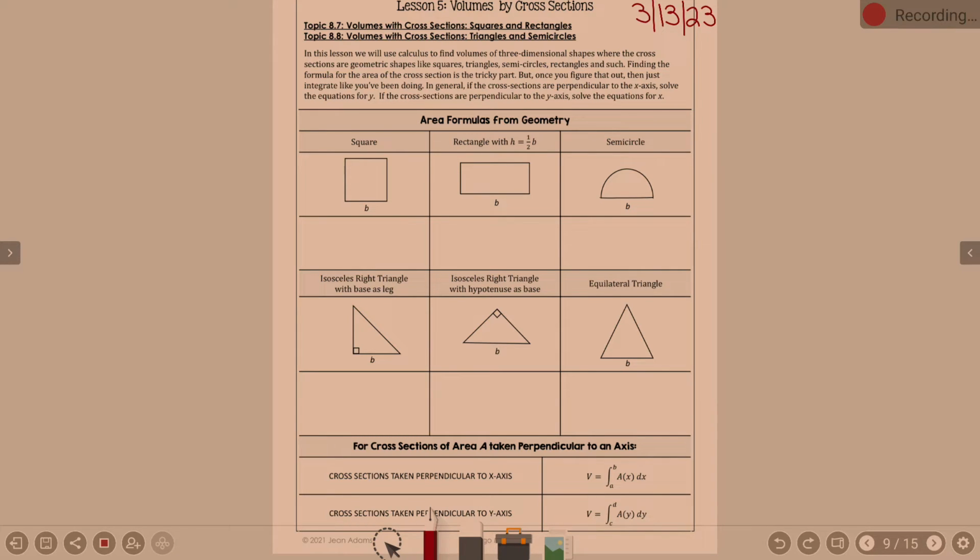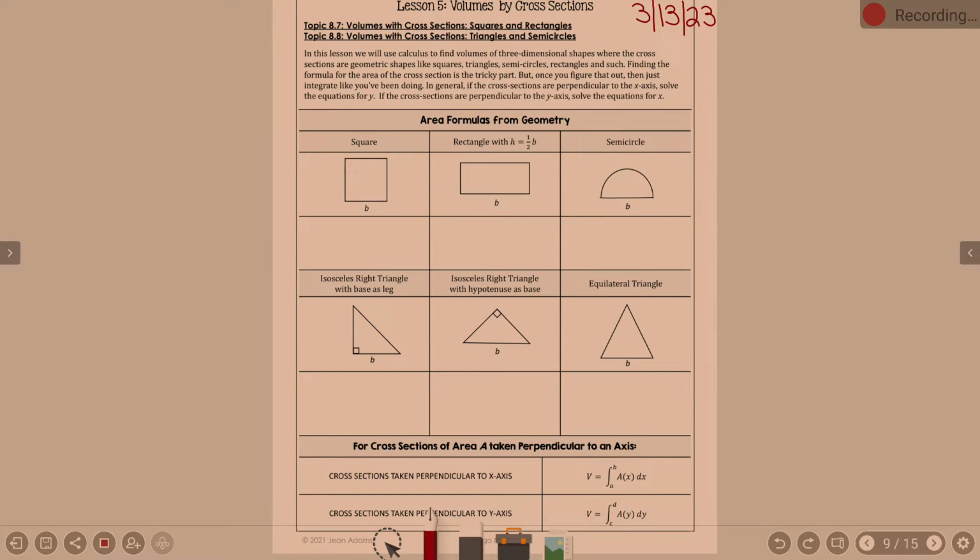In order to do this, we're going to have to kind of review some basic area. And in all honesty, I'll look at the area within each problem as well. But right here, it talks a little bit about area formulas and how we can think them through. So, as it mentions up here, it's volumes of 3-dimensional shapes where the cross sections are geometric shapes like squares, triangles, semicircles, rectangles, and such. Thus, what we're looking right here.